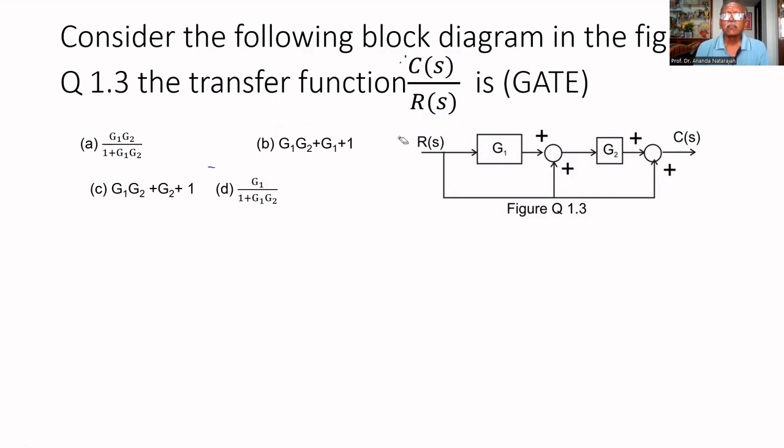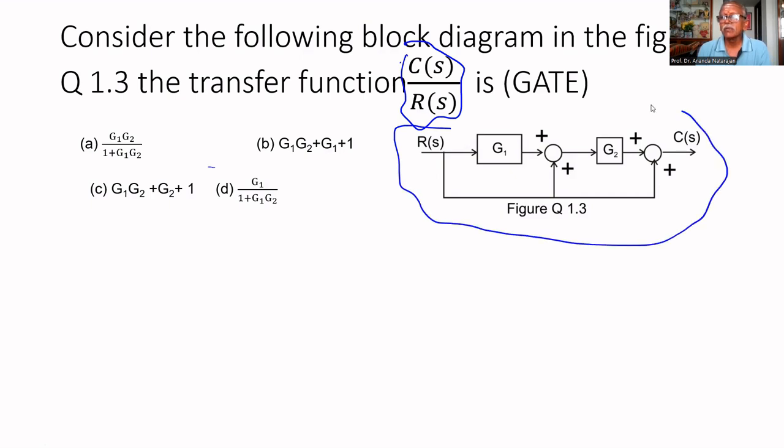Consider the following block diagram in figure 1.3. The transfer function C(s)/R(s) is what we have to find for the given block diagram. If you find the transfer function for this given block diagram directly, it takes time consuming. That's why let us assume as if it is a signal flow graph.